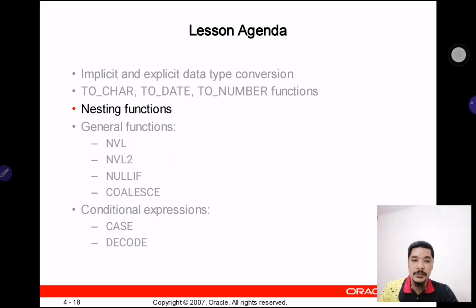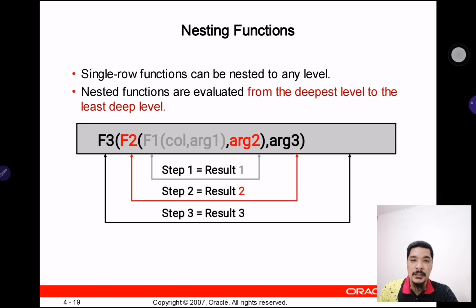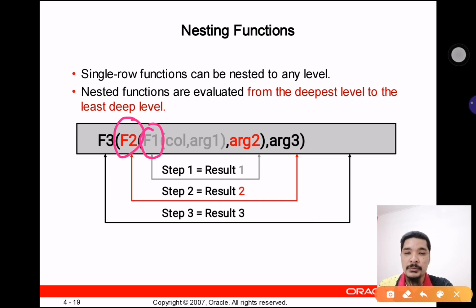Okay, continuing a little bit about nesting functions, just very short on this topic. Single row functions can be nested to any level. Nested functions are evaluated from the deepest level to the least deep level. Nested means, like in programming we have a nested if: inside the if we have another if, and inside that if we have another if. Same goes here, meaning that if we have function number 1, function number 2, function number 3.